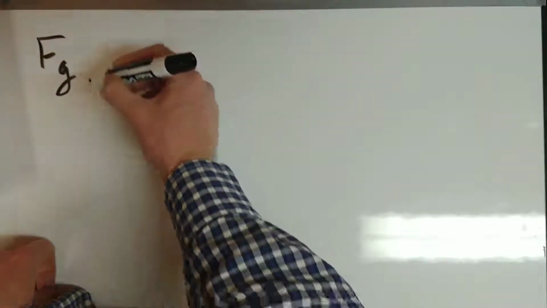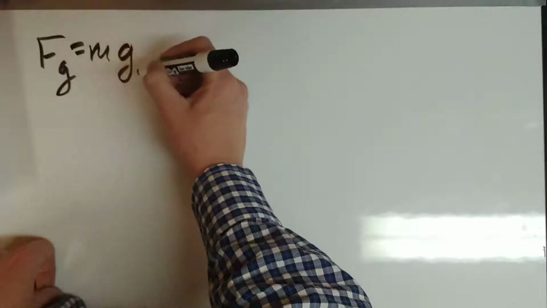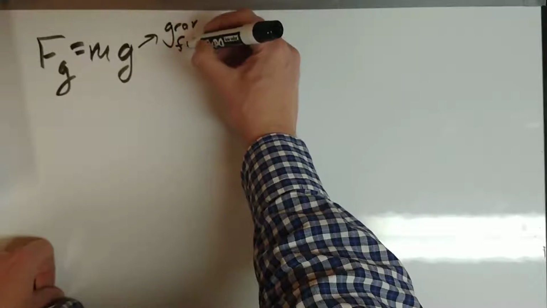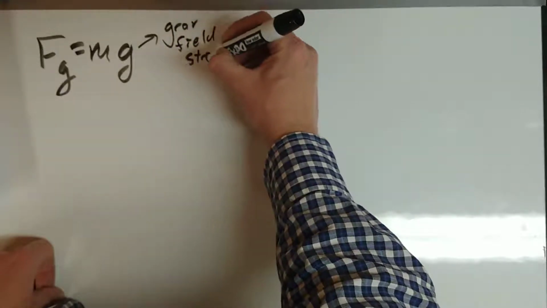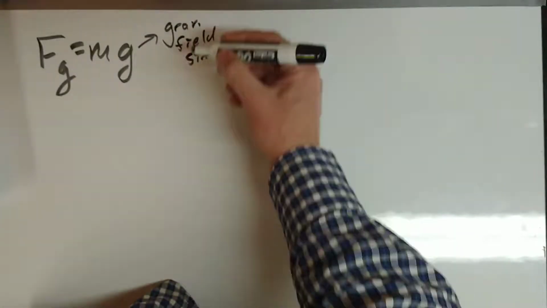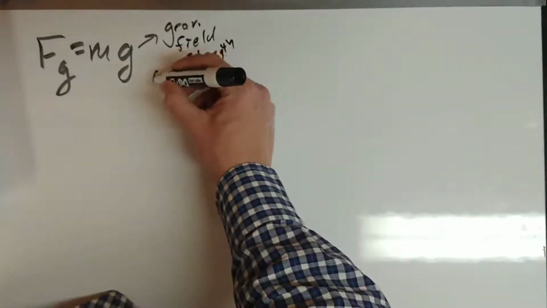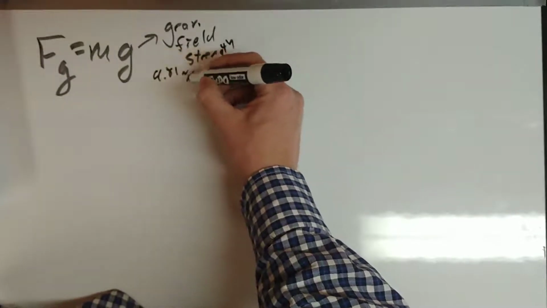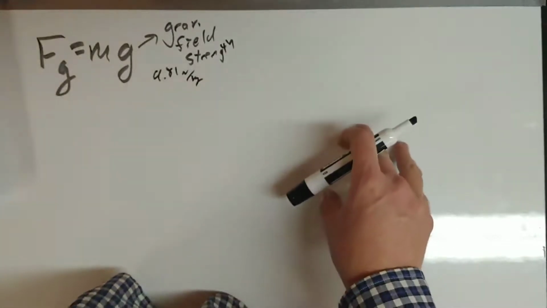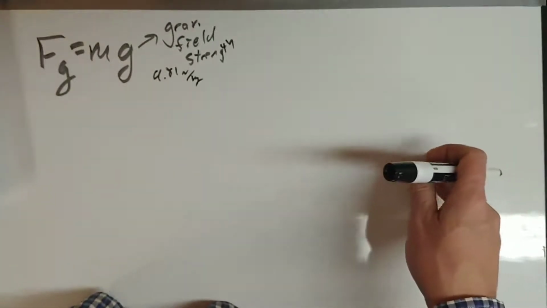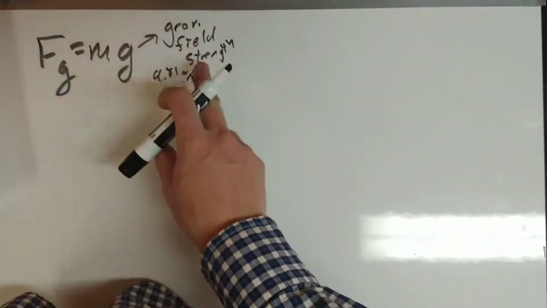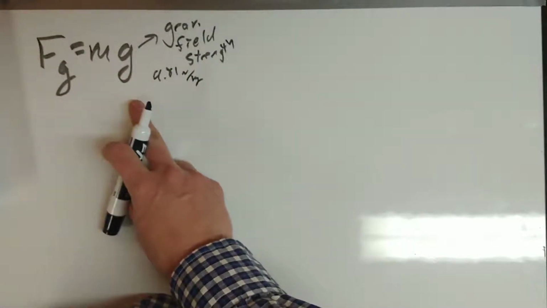FG, the force of gravity on some object, is mass times g, and g we called gravitational field strength. So gravitational field strength is 9.81 newtons per kilogram at Earth's surface. So it's only good at Earth's surface. The farther away you get from the Earth's surface, the lower that number gets. So g is gravitational field strength at Earth's surface.